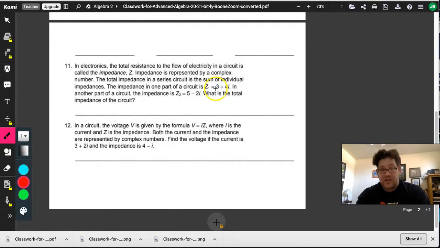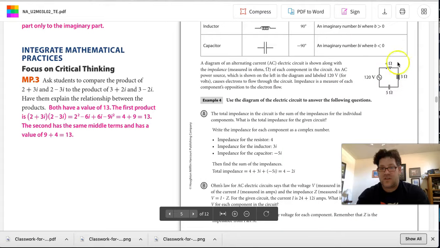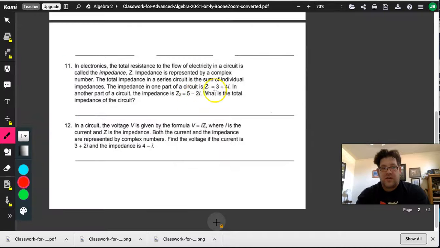So they tell us that Z is what you get when they add all these things up: 3 plus 4i. The other part is the impedance, so this is the other part. What is the total impedance of the circuit? Perfect. This is super easy because we have the impedance of one and the impedance of the other, and we want to know the total impedance. So I'm just adding these two things together. All I'm doing is adding these complex numbers.